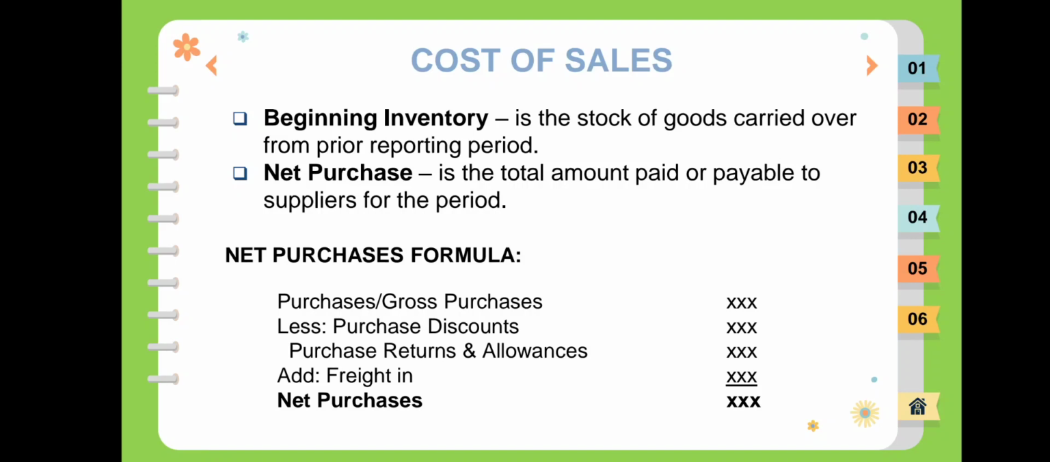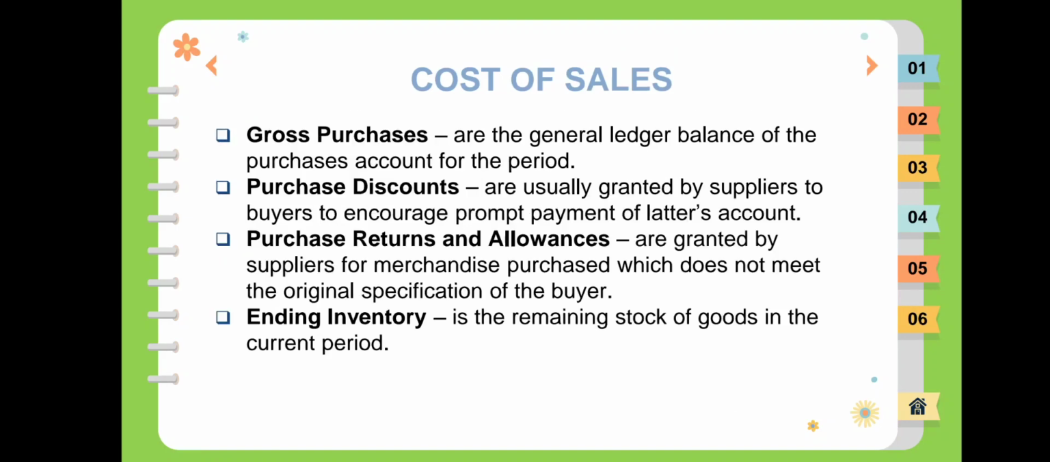But to get the net purchases, we also have this formula. Gross purchases less purchase discounts plus purchase returns and allowances plus freight in is equal to your net purchases. Ano yung gross purchases? So ito yung general ledger balance of purchases account for the period. Yung gross amount niya. Ano yung gross amount? Yung nakalagay talaga sa price niya.